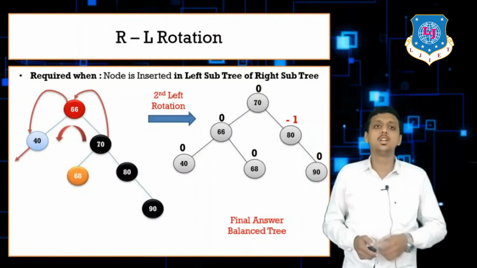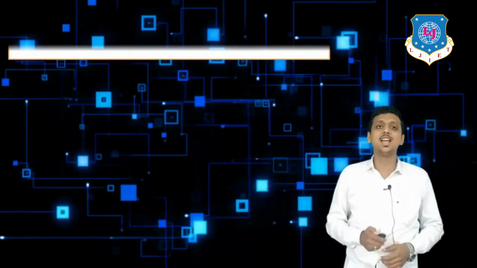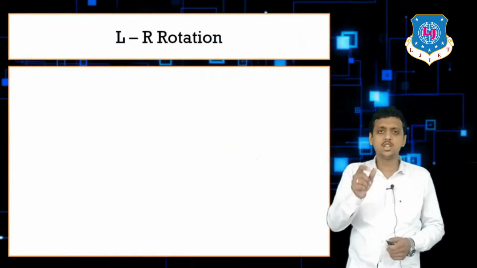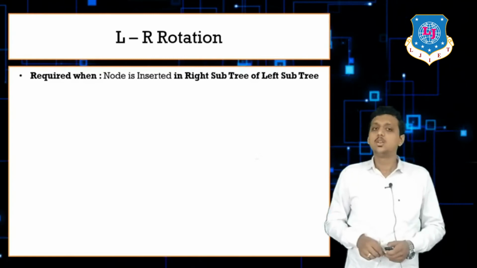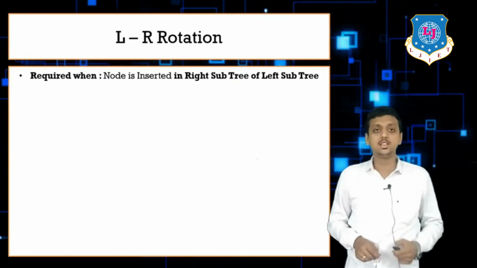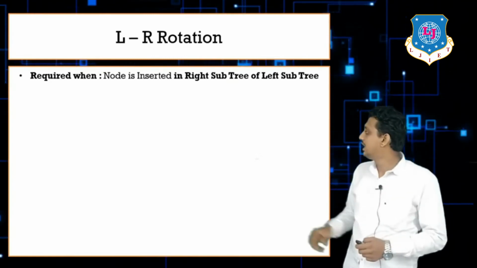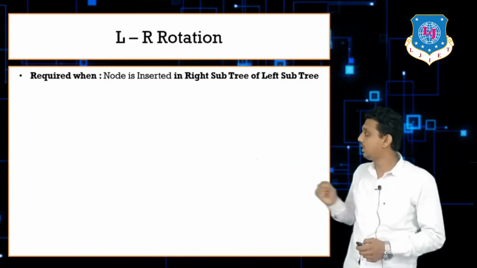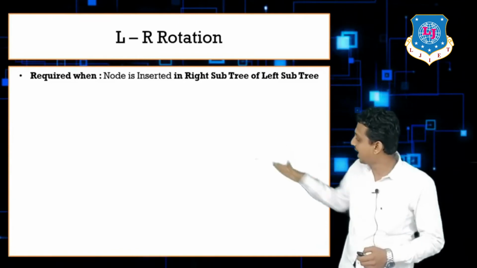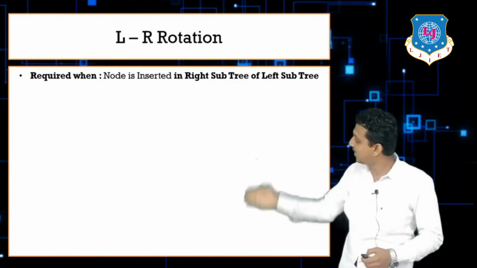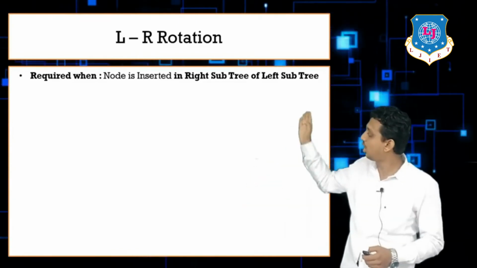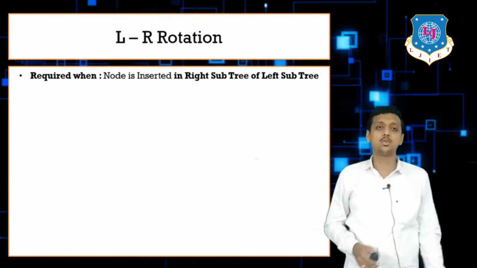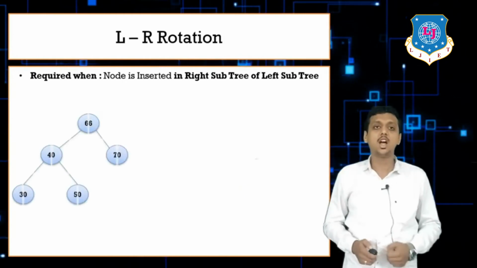Fine. So let's start with another rotation, that is LR rotation. So it is totally reverse of RL. You need to apply this rotation when the node is inserted on the right subtree of the left subtree. When you try to insert a node on the right subtree of the left subtree, then you need to apply LR rotation. So let's see how it happens.